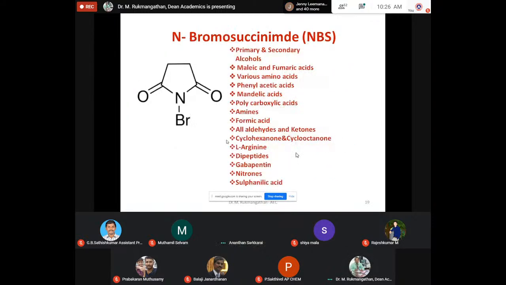The next one is more and more important, N-bromosuccinimide. N-bromosuccinimide is an important oxidizing agent. It can be better utilized as an oxidizing agent for a variety of organic substrates.